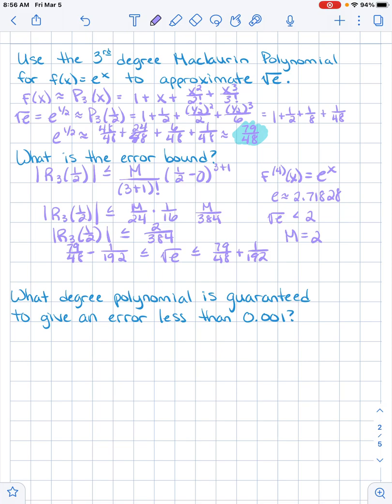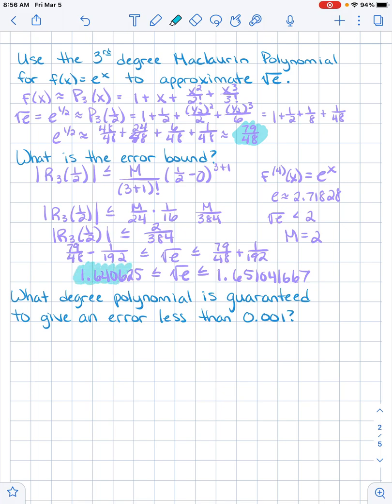All right, if we do some calculations then, 79 divided by 48. I'm going to actually do the calculations here because these aren't very big. 1.640625. And then 79 over 48 plus 1 over 192 is about 1.651041667. Notice I'm writing all of the decimals because we're trying to be exact here. And then if I actually find the square root of e, it's 1.6487. So I was right. We were in that bounds for sure.